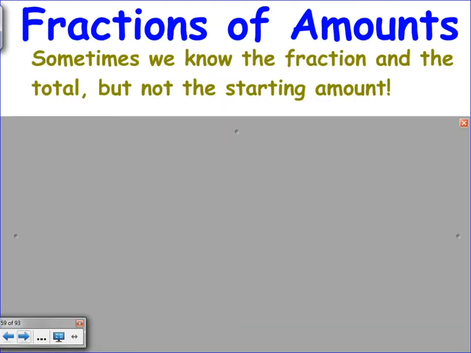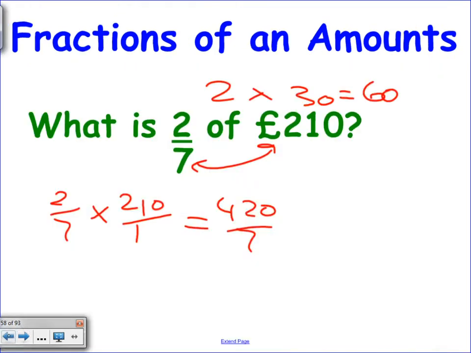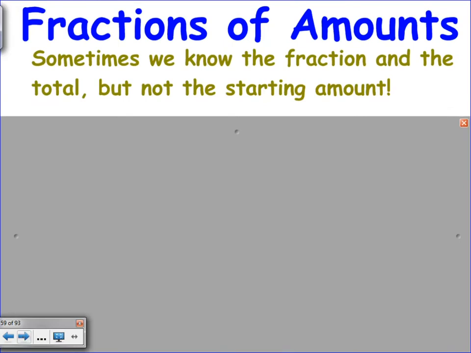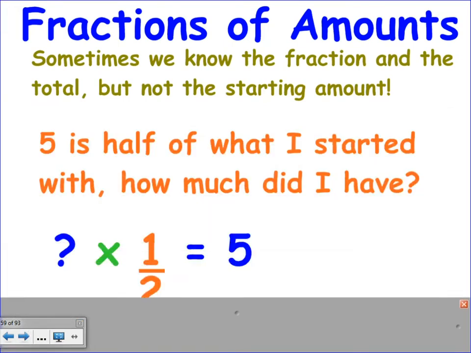Good, good, good. Right. I need to show you something because it comes up every paper, sort of. Okay? Sometimes we know the result of carrying out a fraction, but not the starting amount. So just then, in that last one, we talked about 2/7 of 210 being 60. Sometimes they'll give you the 60 and say the 60 is 2/7 of an amount of something. Okay? So what we need to do is turn things on their head a little bit, quite literally.